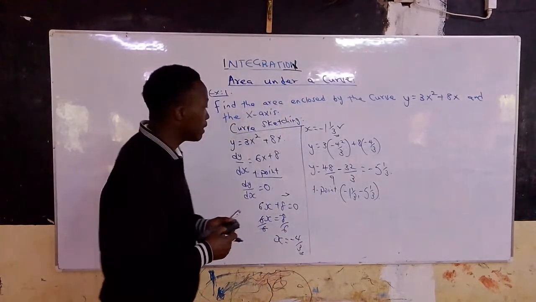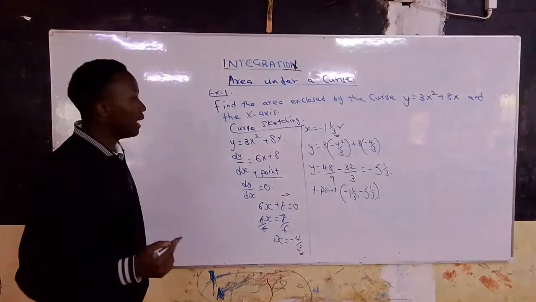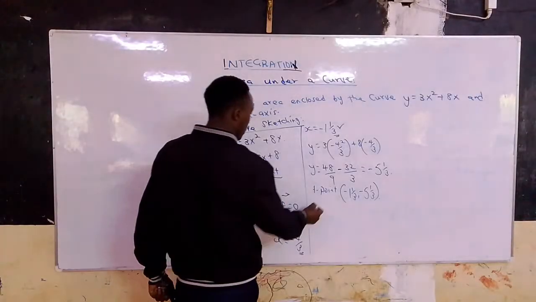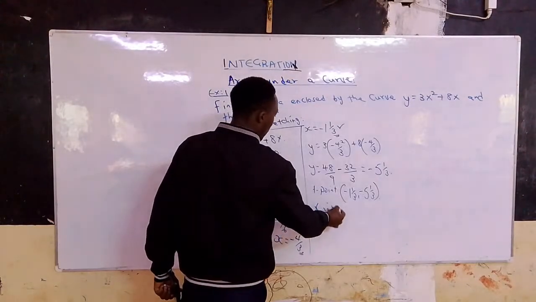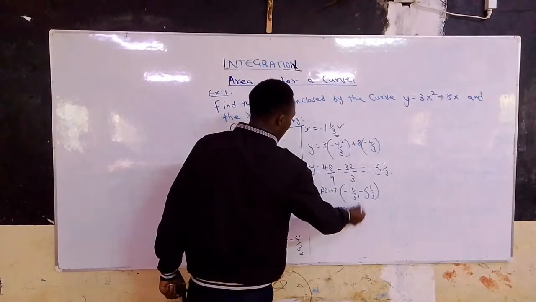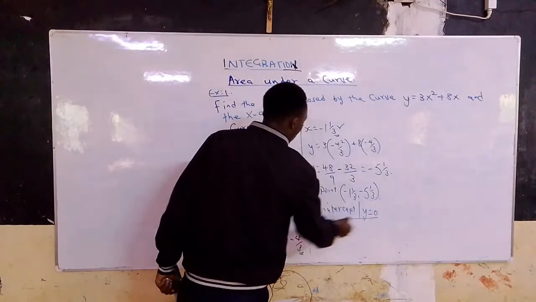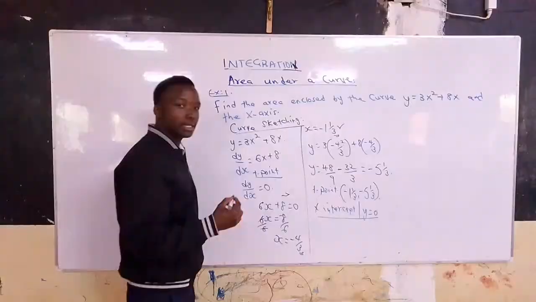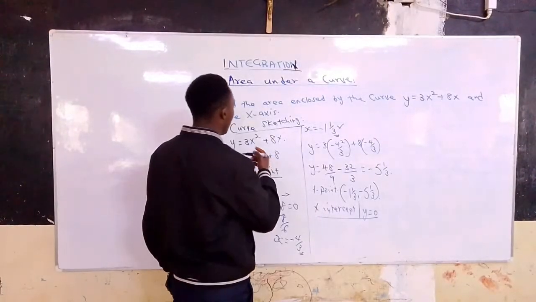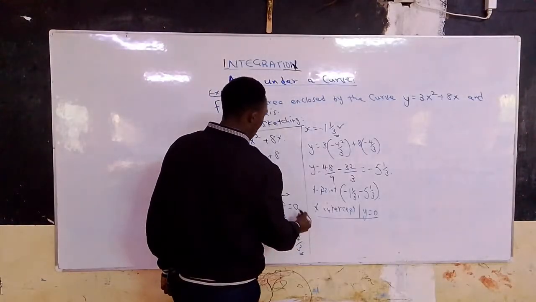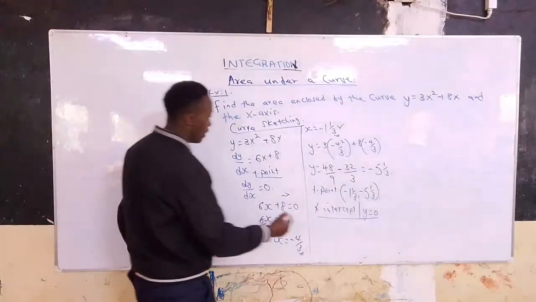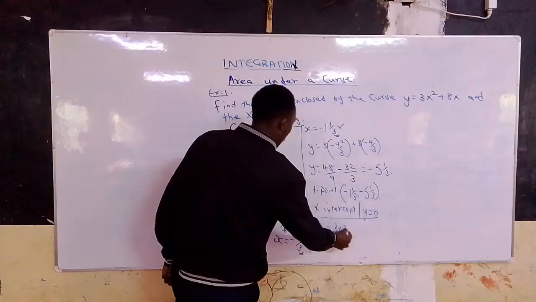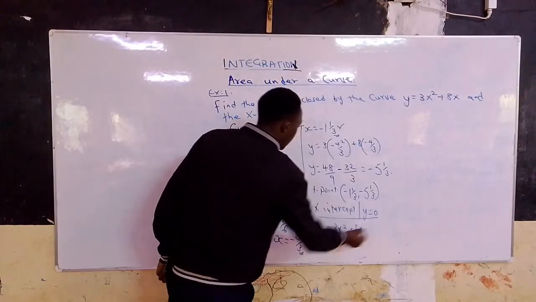So having that, we will now determine the x and the y intercepts. For our x-intercept, y is always equal to 0. So we will take our y, replace it with 0, and we will have 0 is equal to 3x squared plus 8x.